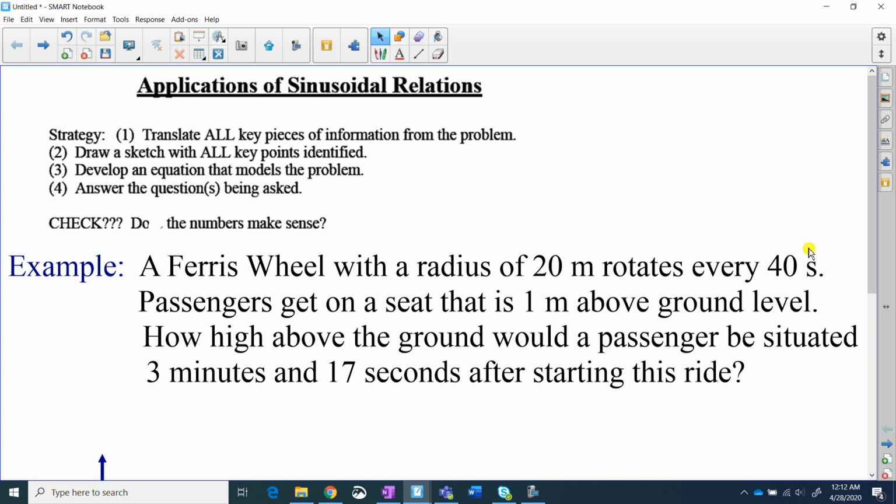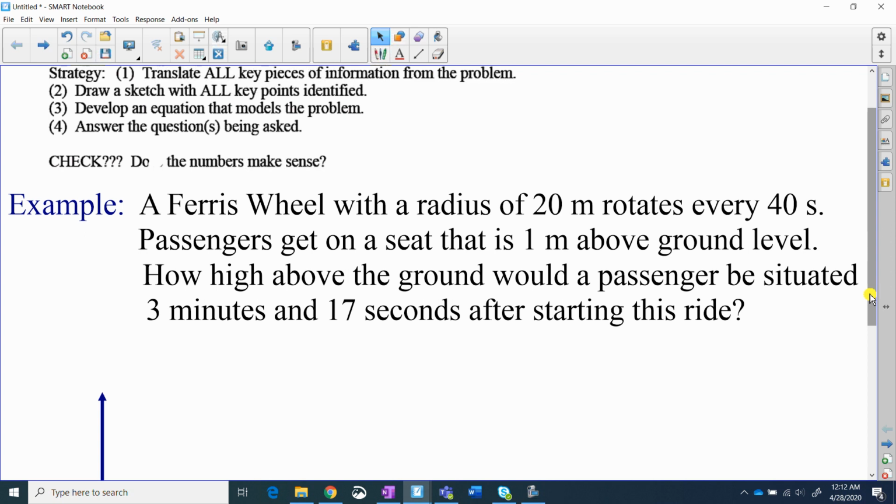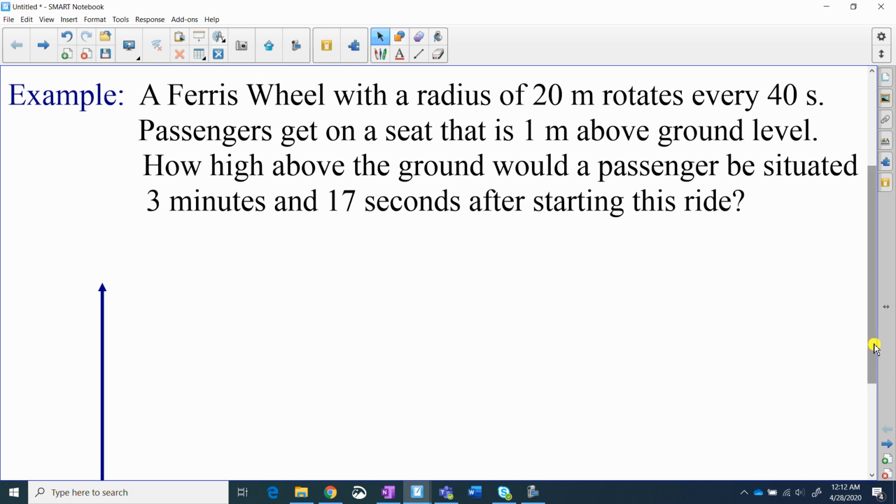First example I've got involves a Ferris wheel. Basically, these questions are going to involve anything that can model a sinusoidal pattern, and I think I have 4 examples that I'm going to go through. The Ferris wheel has a radius of 20 meters. It rotates once every 40 seconds. Passengers get on a seat that is 1 meter above ground level. How high above the ground would a passenger be situated 3 minutes and 17 seconds after starting this ride?